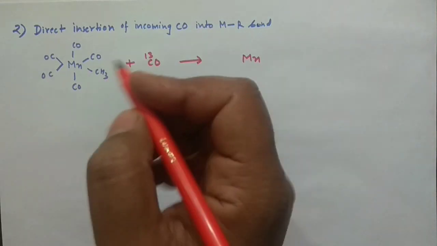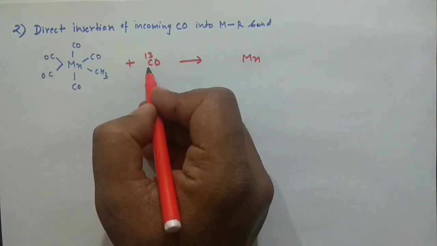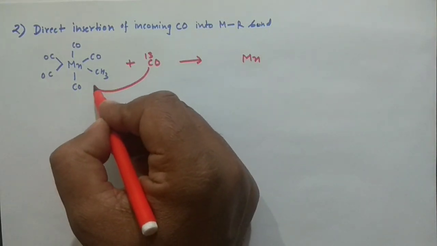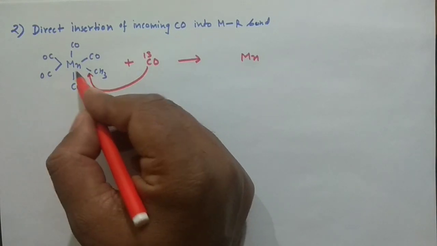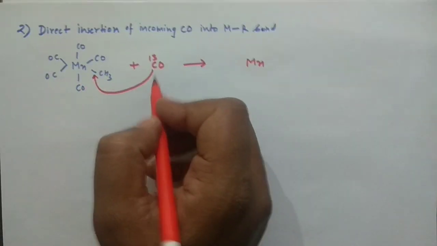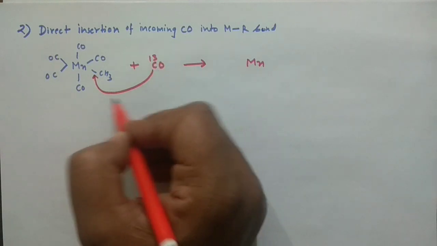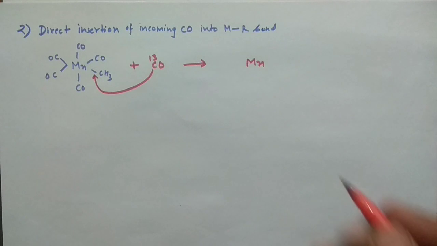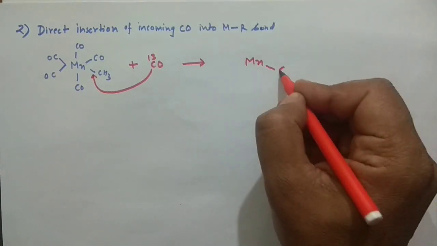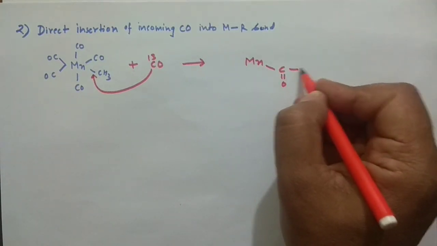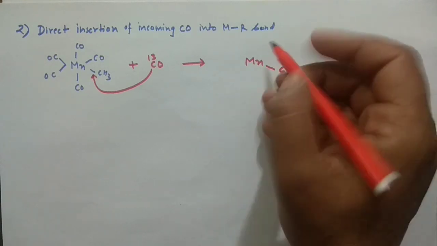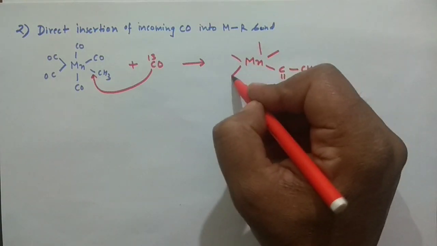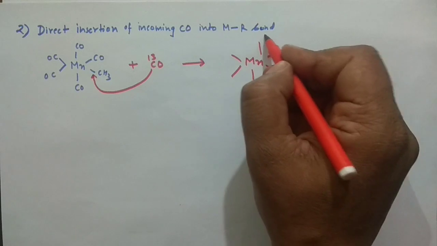So I'm explaining in that way. This is coming and it is directly going in between manganese and the CH3 bond. So this is direct insertion of the incoming ligand into the manganese and the CH3, that is the Mn-R bond. So what product will you have? C double bond O, CH3. Okay, the rest are your carbonyl groups.